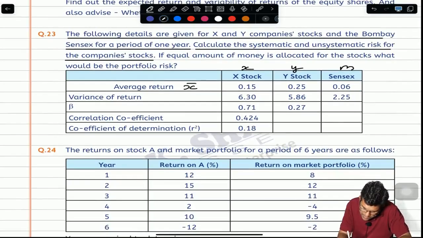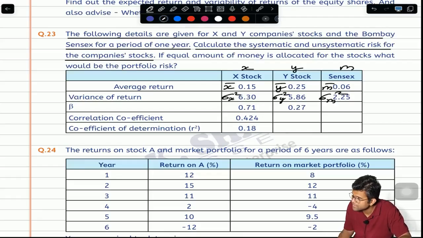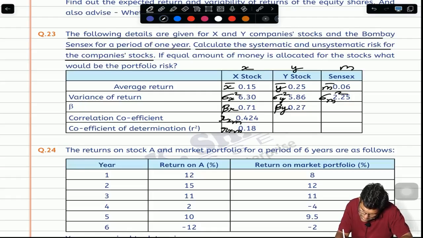This is X bar given. This is sigma. Okay, hold on. This is X bar, this is Y bar, this is M bar. This is sigma X square, sigma Y square, sigma M square. Variance, na? Variance. This is beta X, this is beta Y. This is RXM, this is RXM square.